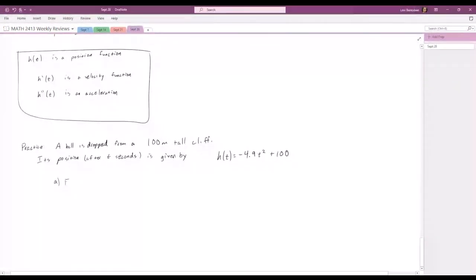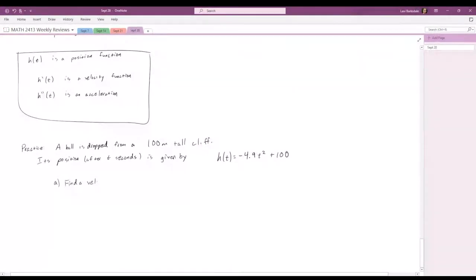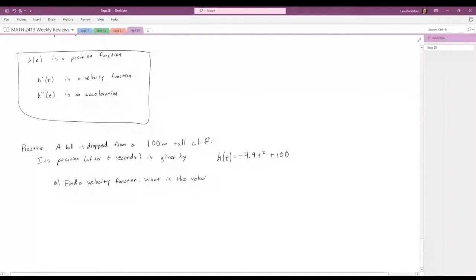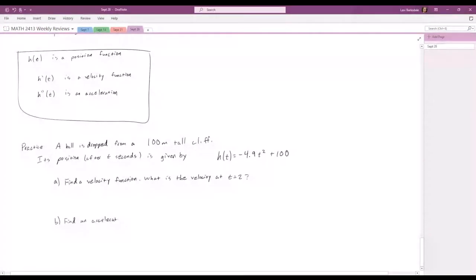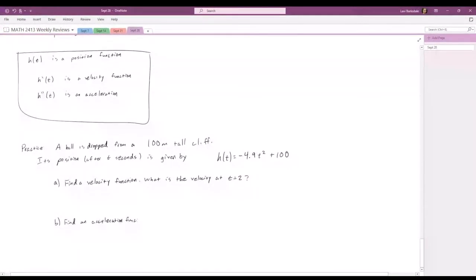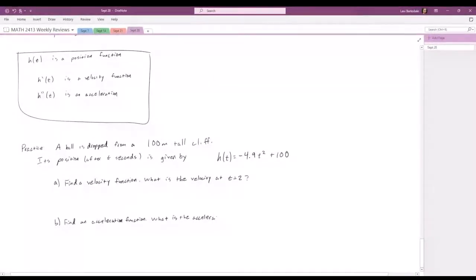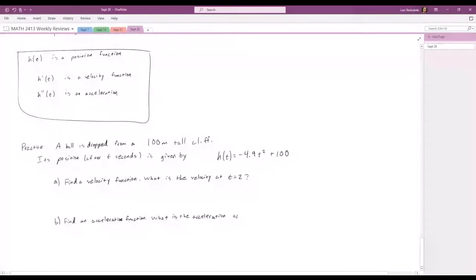So first off, find a velocity function. And then tell me what is the velocity when t is equal to 2. And second, find an acceleration function. And again, what is the acceleration at t is equal to 2?